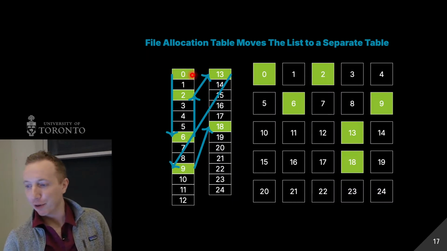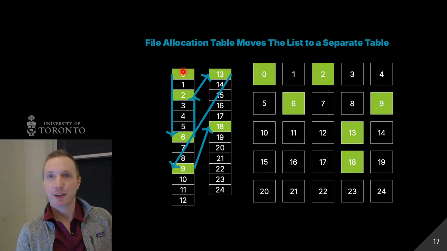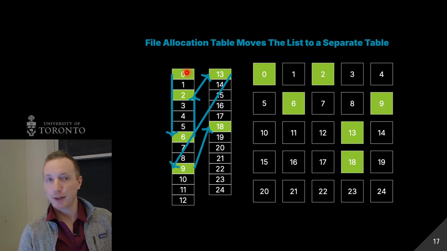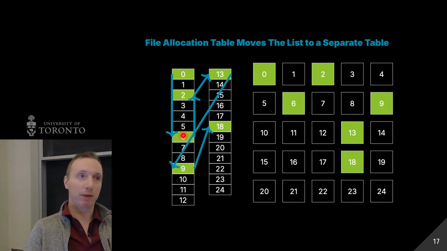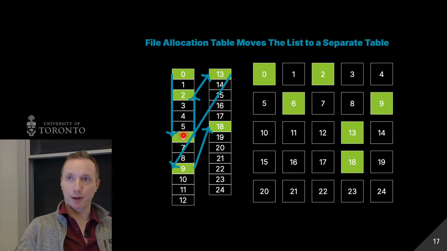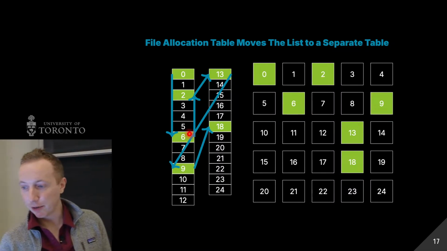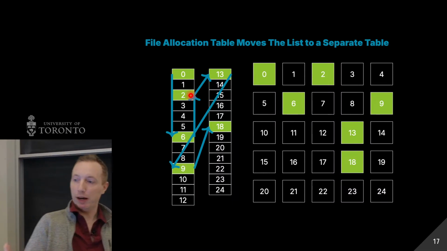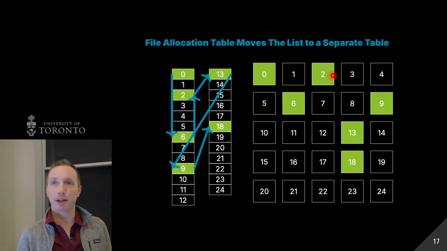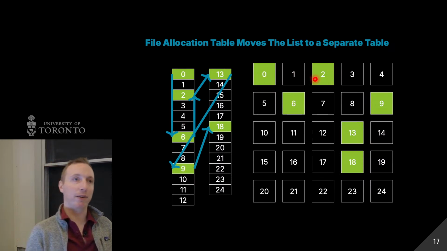So the green file starts at block 0. Block 0's next pointer is to block 6. That would be block 1 of the file is block 6 of the hard drive, right? And the next pointer for block 6 points to block 2. So block 2 of the file points to block 2 of the disk. So it looks like that, right?